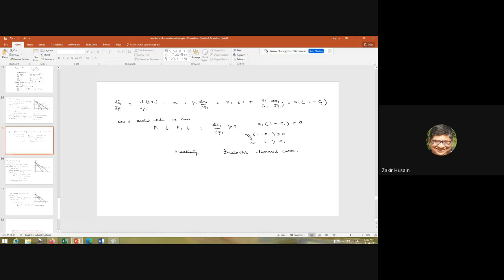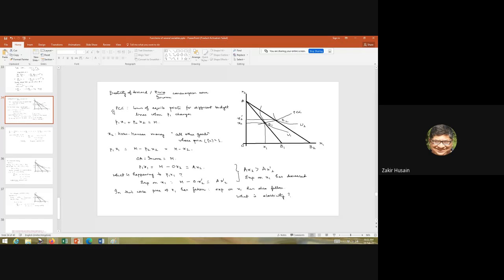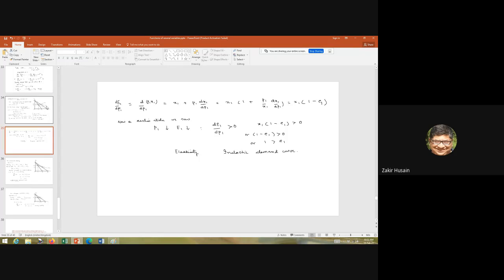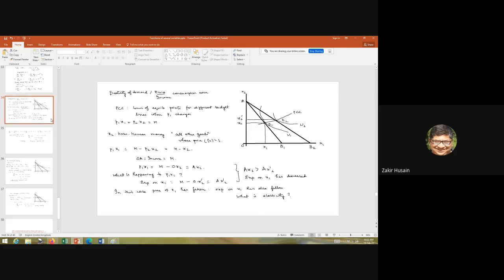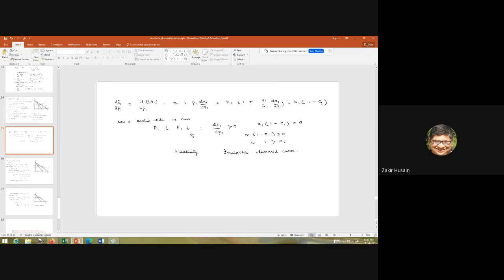Or if you want, you can start from this. So the first and second steps are interchangeable. You can start by proving this result, then you can move to over here and show that expenditure has increased. So it is positive. Therefore, using the earlier result, we can write x1 times (1 minus e1) is positive, and so e1 is less than 1. Okay.